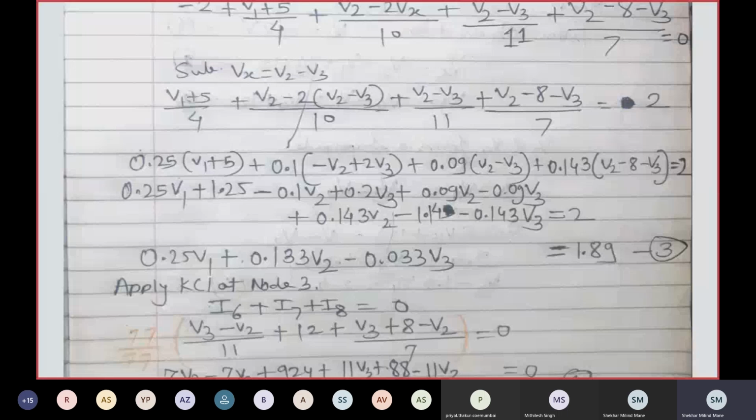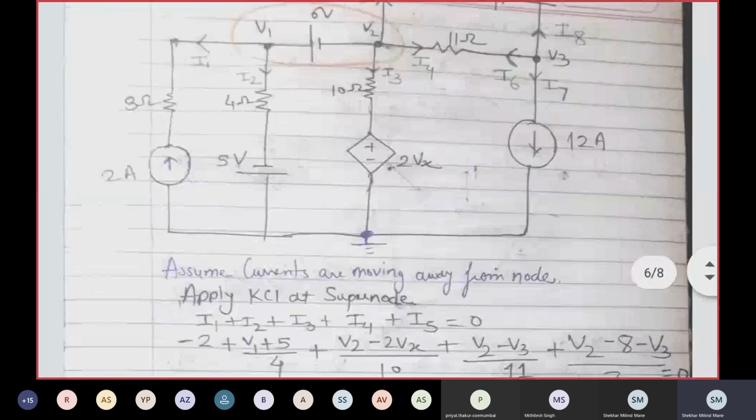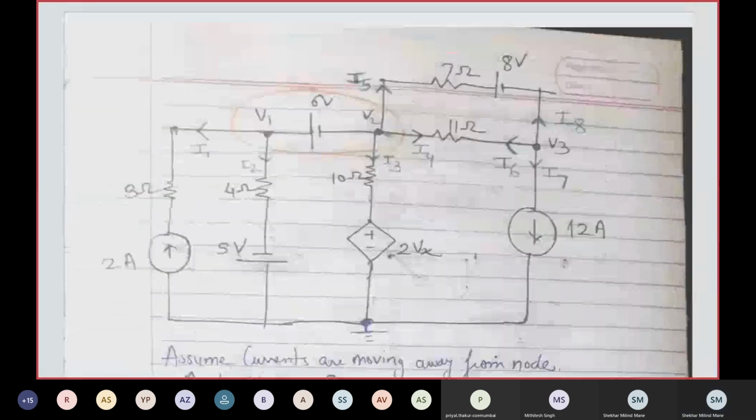Now only one node is left, that is node 3. You can see this here in the diagram. Node 3, if you apply KCL at node 3, then I6 plus I7 plus I8 is equal to 0. What is I6? I6 is going from V3 to V2. So V3 minus V2 upon 11.